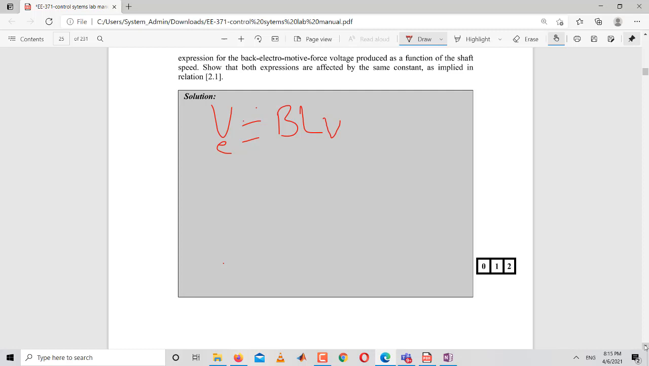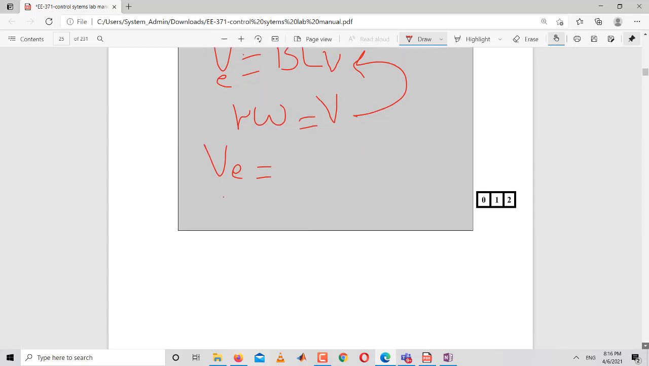Also, we know that the angular speed and normal speed are linked to one another as R omega is equal to V. So if we replace this value of speed here in the first equation, you will see that back EMF voltage is equal to B L R omega.